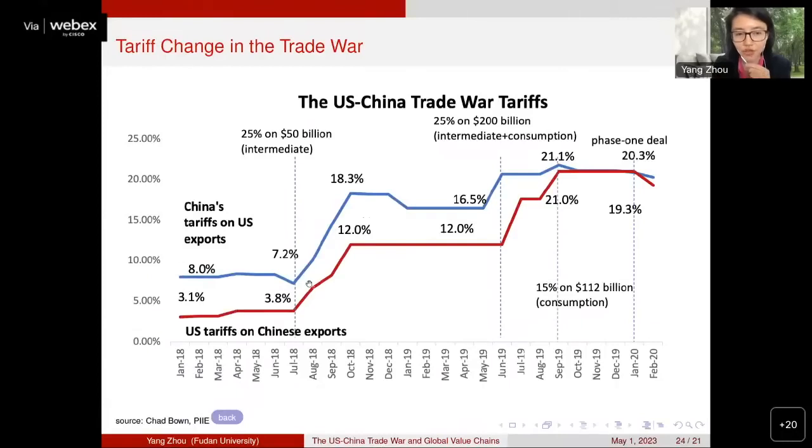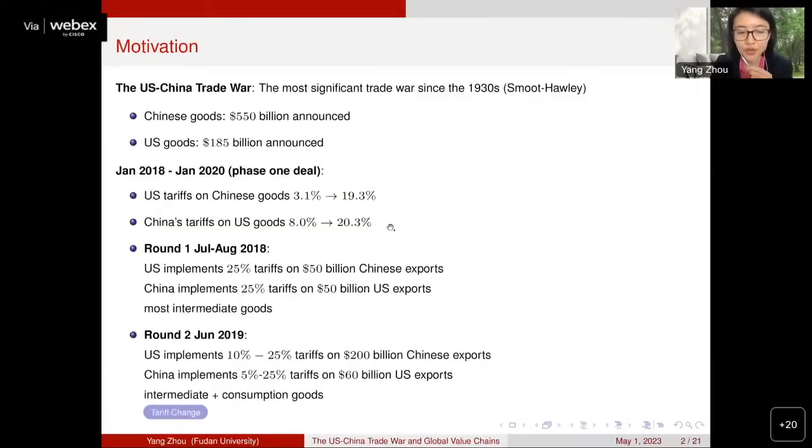This graph shows the tariff changes over time. The blue curve is China's tariffs on U.S. exports, and the red one is U.S. tariffs on Chinese exports. These are the 2 rounds, and finally this is the tariff level under the phase 1 agreement. So that is the big picture about the trade war.